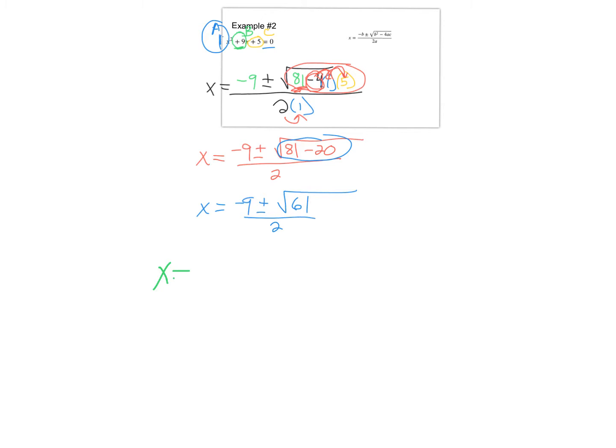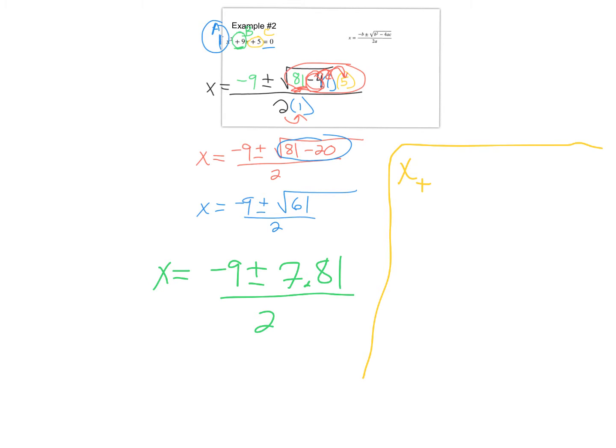So x equals -9 plus or minus, it's going to become 7.81, because I get 7.81024, blah, blah, blah. We only need 2 decimal places, all divided by 2. Okay. So now at this point, we're going to do our positive and negative solution sets.